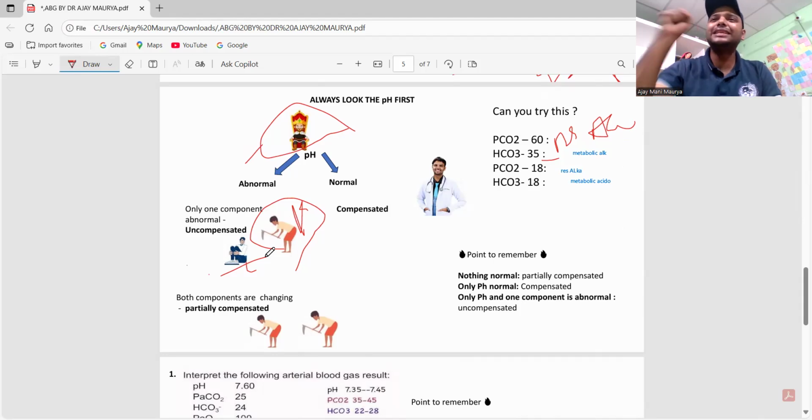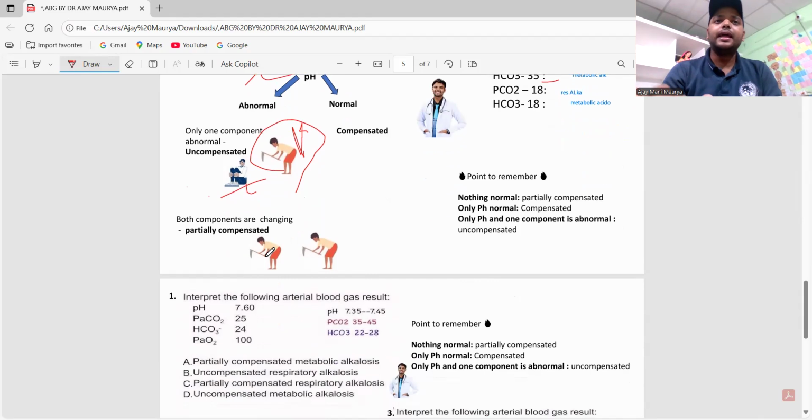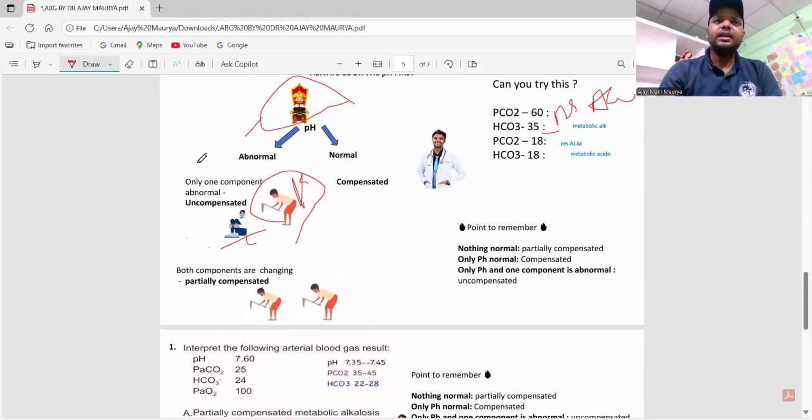So you have to see in the options: if the pH is abnormal and one component is also abnormal, and the other is just sitting, normal, it is uncompensated. This is the first condition. Now remember the second condition.